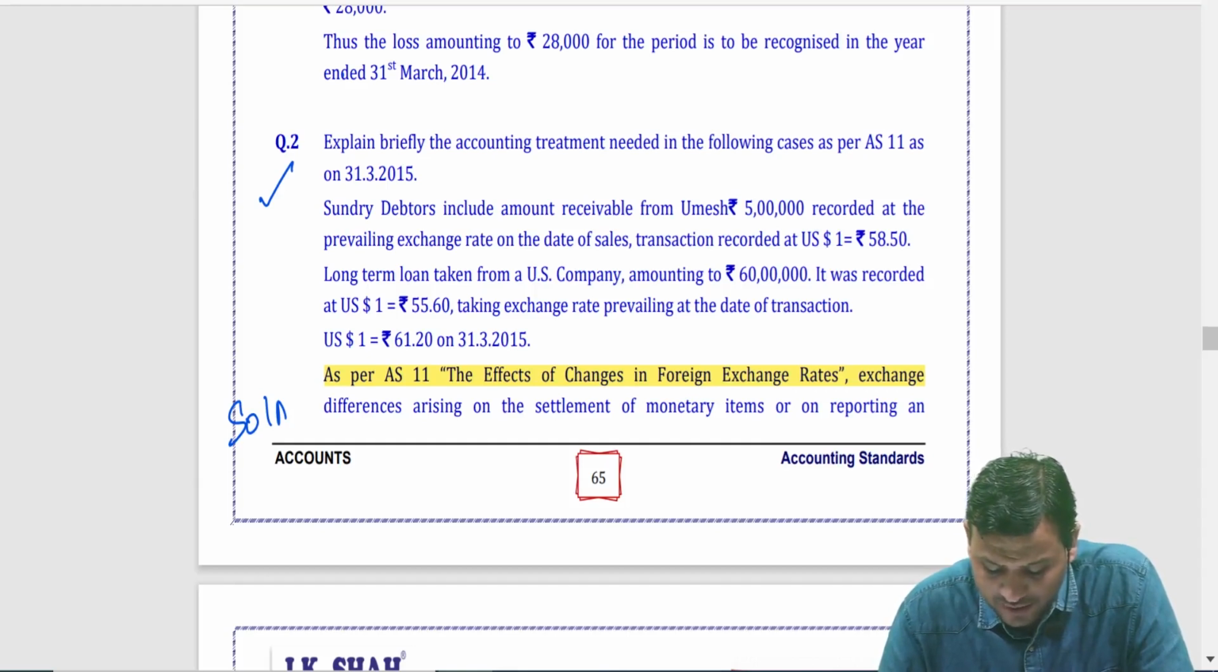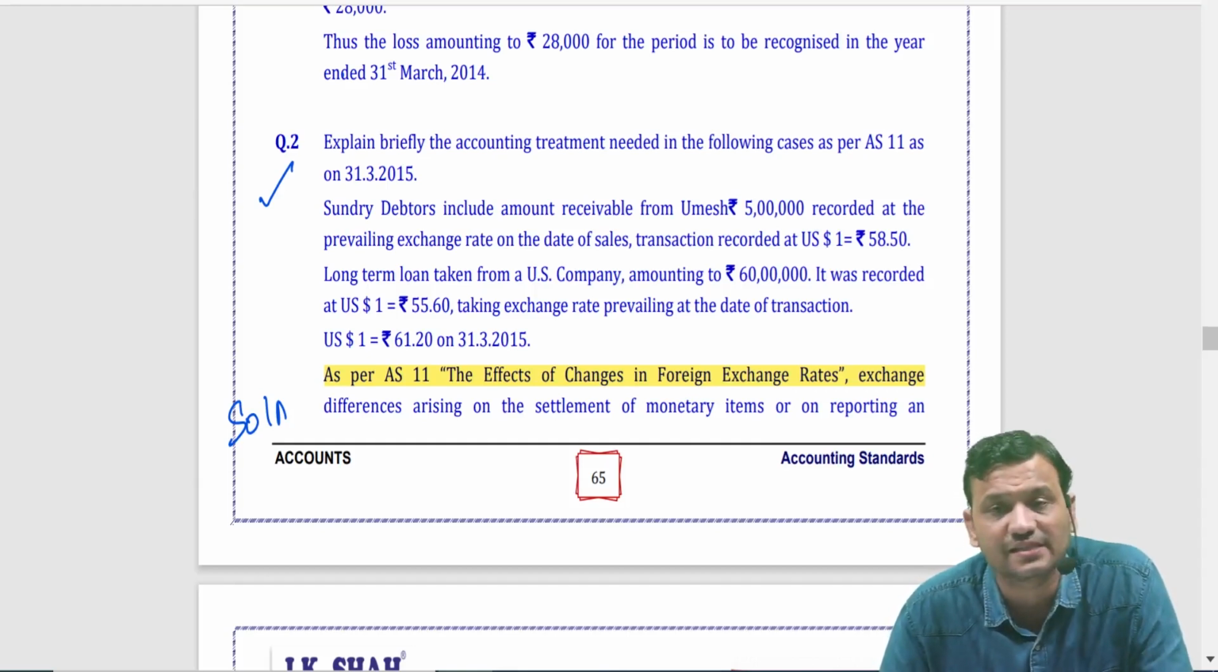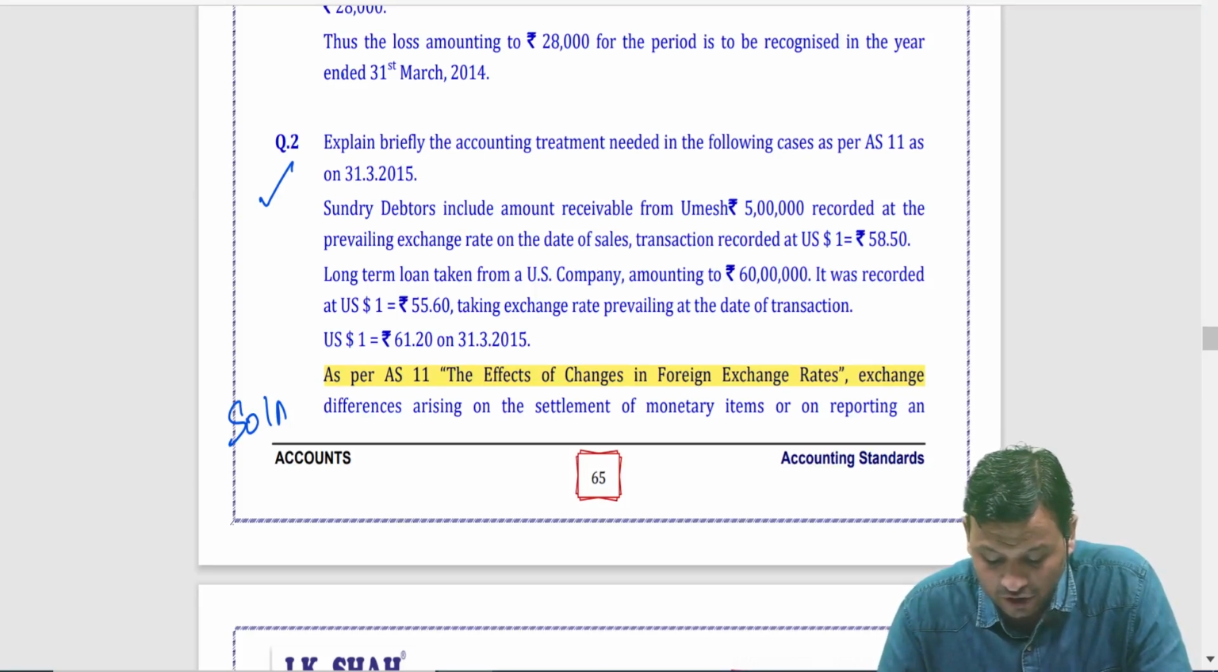A long-term loan was taken from a US company amounting to rupees 60 lakhs. It was recorded at 55.60, taking the exchange rate prevailing on the date of transaction. The US dollar is 61.20 on 31st March 15.